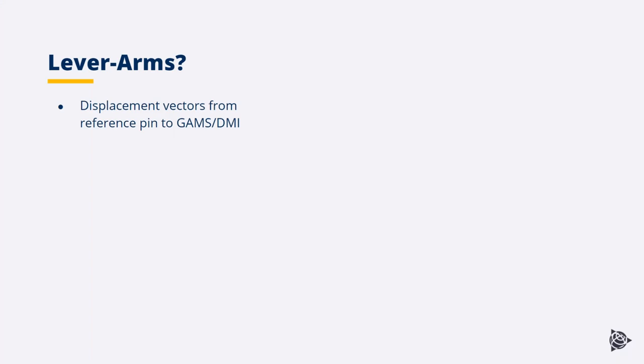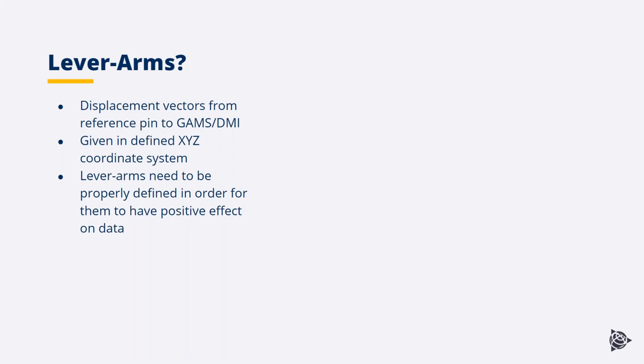Okay, lever arms, what they are. Lever arms are the displacement vectors from the system's reference pin to GNSS or DMI, so either of those. These vectors have to be given in a defined XYZ coordinate system, which is specific for the Trimble mobile mapping systems. So you have to think about what are the axes and what are the positive and negative directions of these axes. Lever arms have to be properly defined so that these additional sensors like GNSS and DMI have a positive effect on the data. If we just install GNSS or DMI and we don't really care about the lever arms, it might be that we're actually getting a worse solution than without them. So we really need to pay attention to this fact.